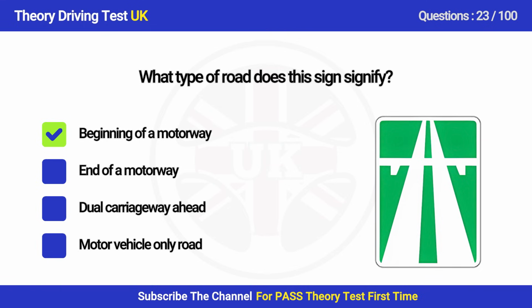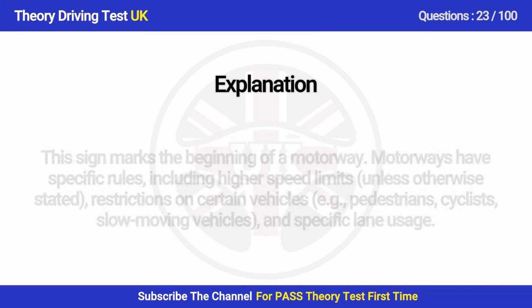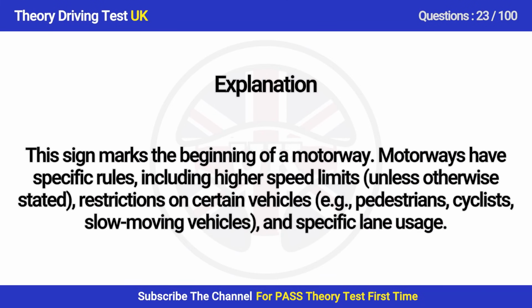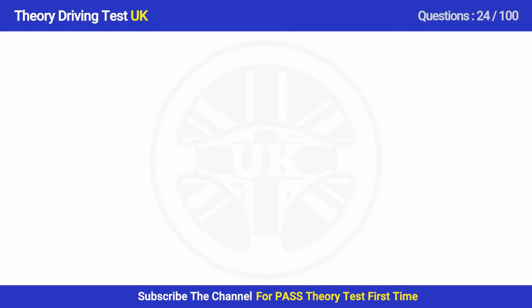Answer is A. Beginning of a motorway. This sign marks the beginning of a motorway. Motorways have specific rules, including higher speed limits unless otherwise stated, restrictions on certain users, e.g., pedestrians, cyclists, slow-moving vehicles, and specific lane usage.